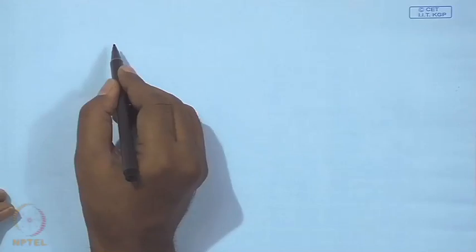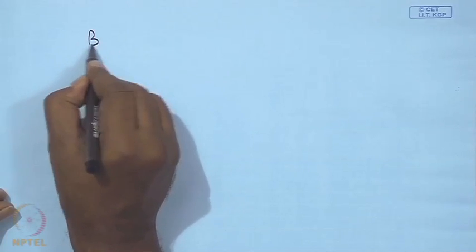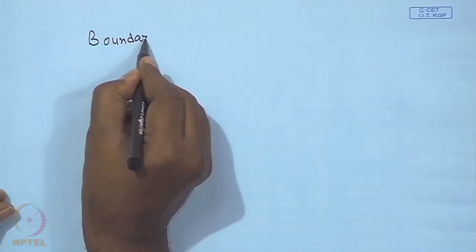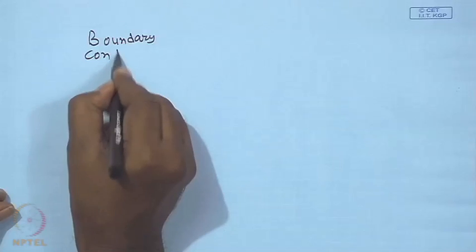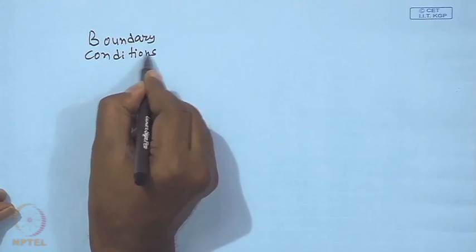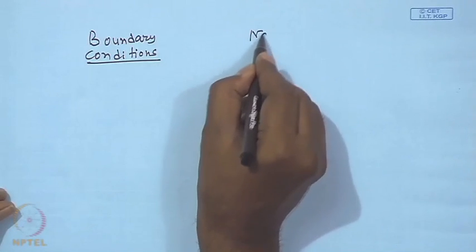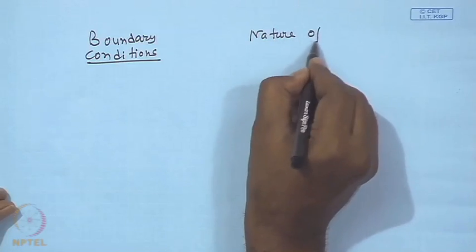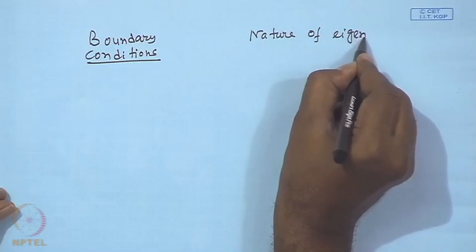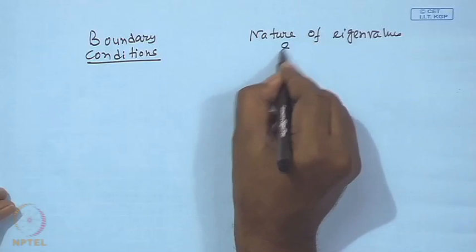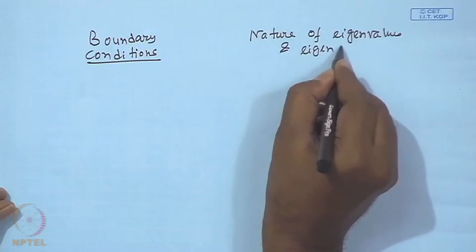Now, one may be wondering about the boundary conditions. We have looked into all kinds of boundary conditions, but there are certain things one has to check that I will just list down: boundary conditions and nature of eigenvalues and eigenfunctions.